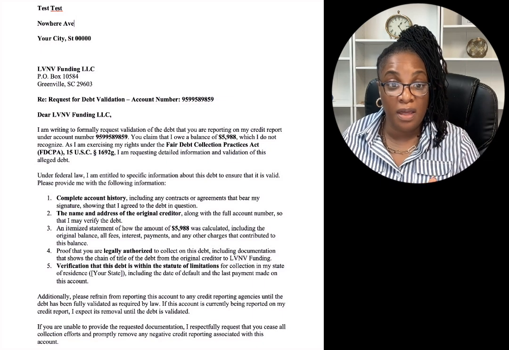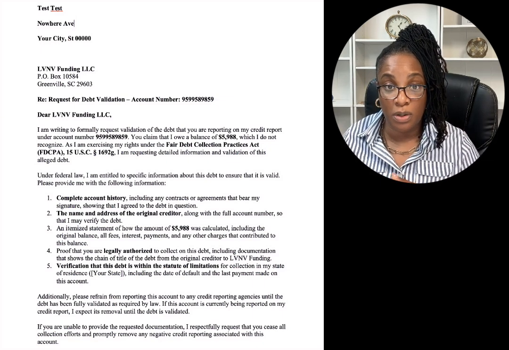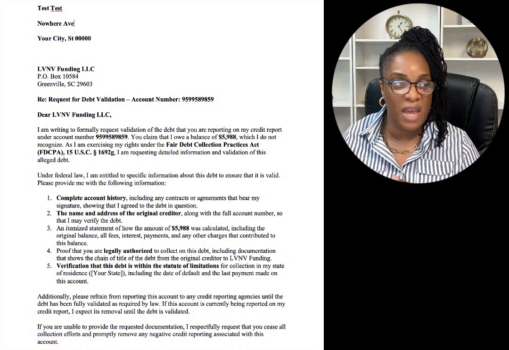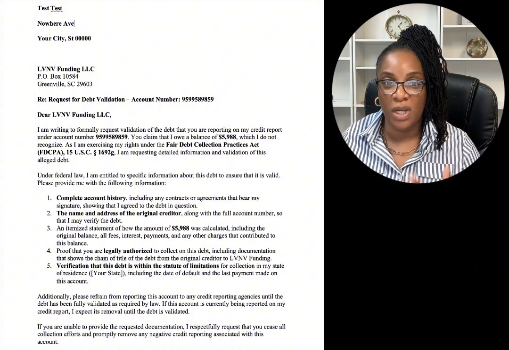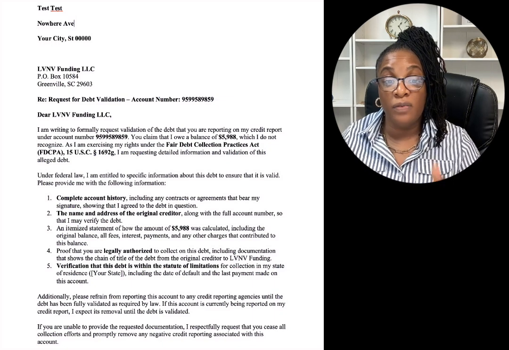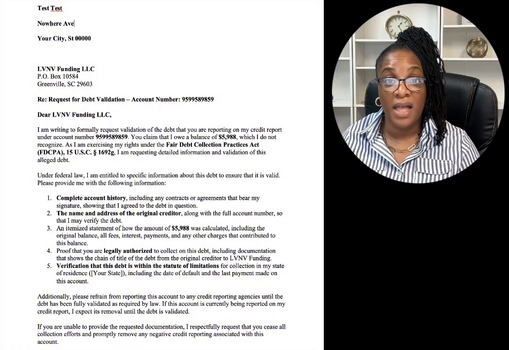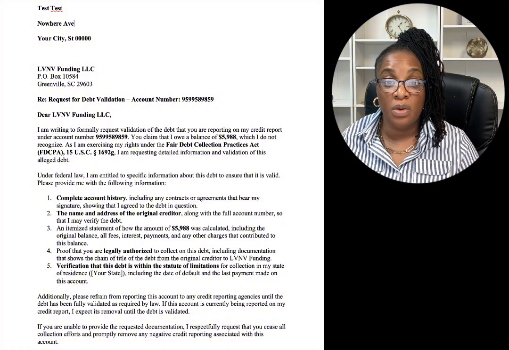I would keep a copy of the letter that I sent to them. I would upload that into the CFPB's portal, and also just everything that I sent over to the actual collection agency. And I will also upload their response and inform the CFPB that they did not properly validate the debt. Okay, so get that under your belt.